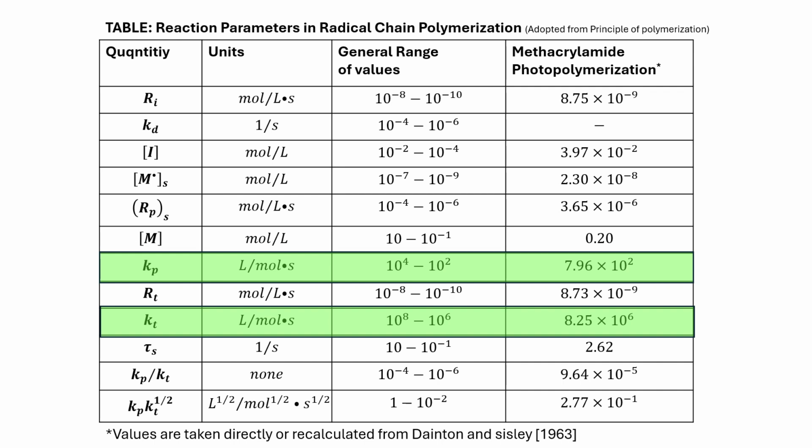This means radicals have low concentration, something like 10 to the power minus 8 mole, or radicals have a very short lifetime. For example, for methacrylamide, the lifetime of the radical is 2.62 seconds. The rate of initiation found experimentally was 8.75 times 10 to the power minus 9, which is in great agreement with the calculated value of 8.73 times 10 to the power minus 9. This validates our steady state assumption. Let us talk about the molar mass distribution of radical polymerization.